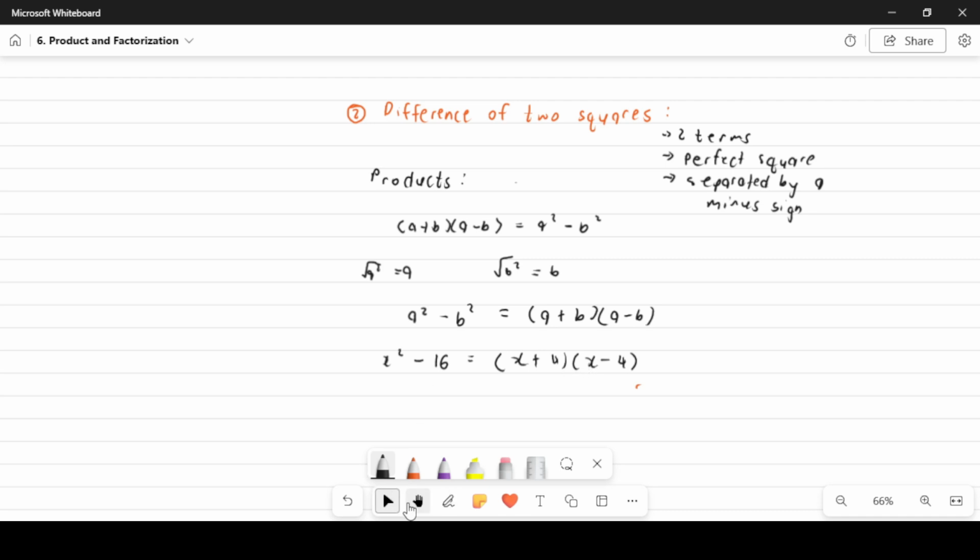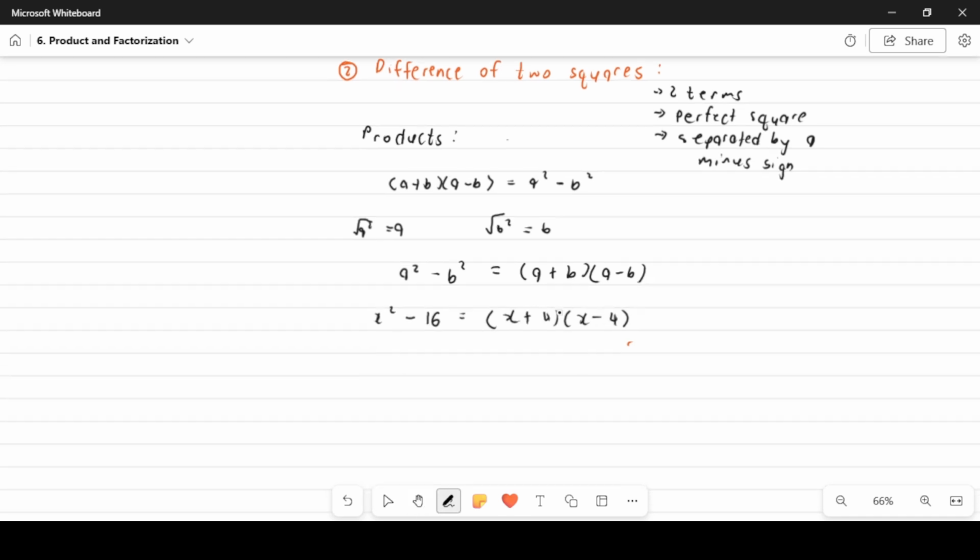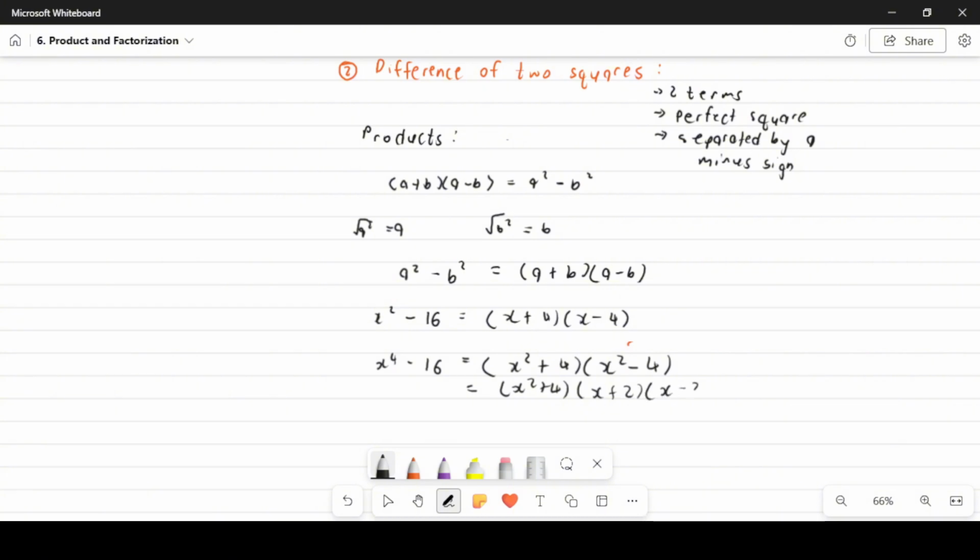Now, there's one complicated example that you could get here. Let's say that you have x to the power 4 minus 16. To factorize this, the square root of the first term will be x squared plus the square root of the second term, which will be 4, and the next bracket will be the square root of the first term minus the square root of the second term. Now, in this case, you see this bracket here. This bracket can further be simplified into a difference of two squares as well. So therefore, it will be x squared plus 4 into x plus 2 into x minus 2, and that's how you simplify the question.